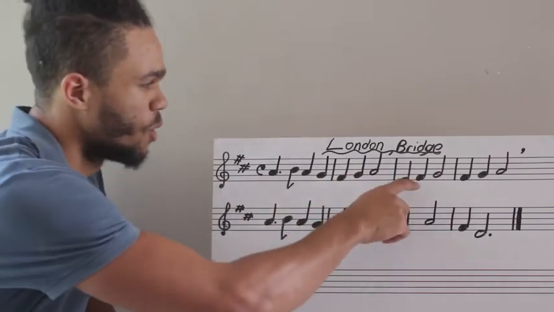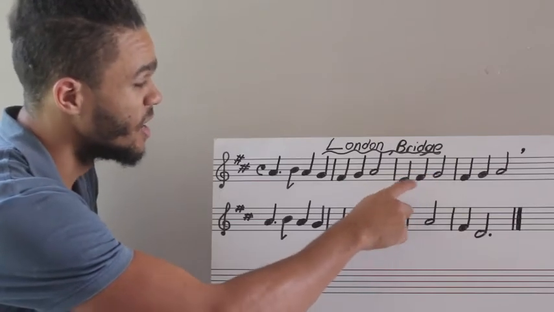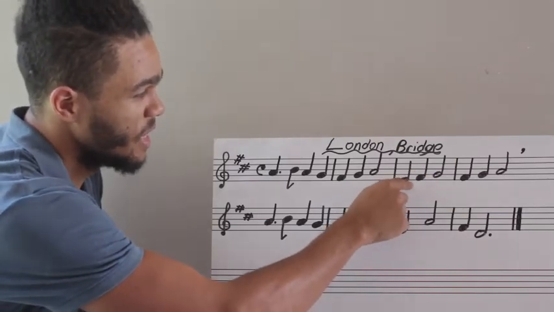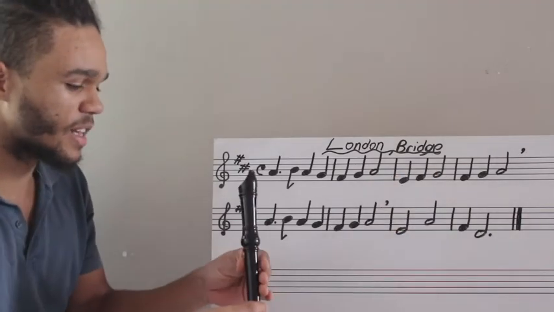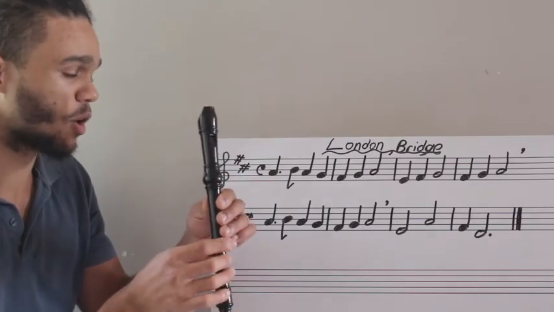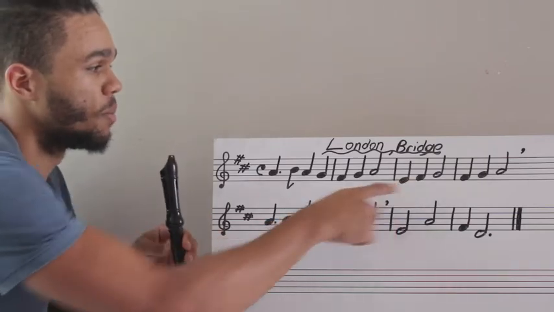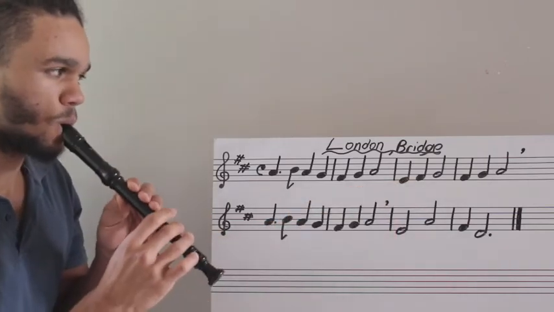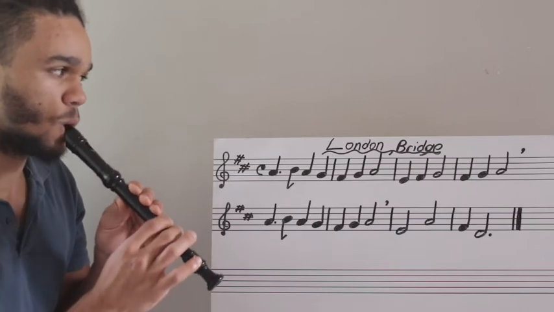All right, then we go to our next bar, bar number 3. Now we start on E. Let's go from here. E, F sharp, G. Just remember, for E you block the 2 bottom holes over here, and for F sharp, you block the 2 down here. So let's try that. E, F sharp, G, bar 3. 3, go.